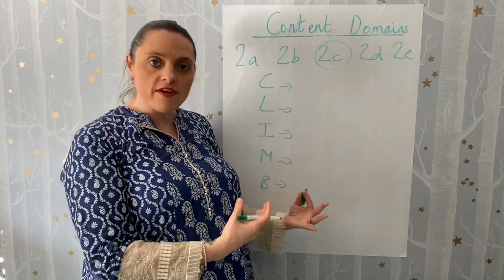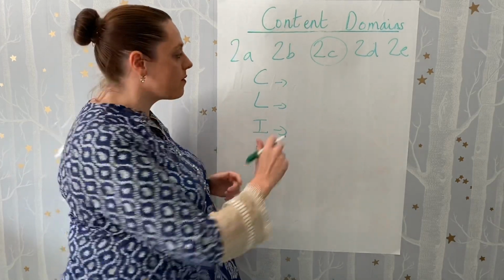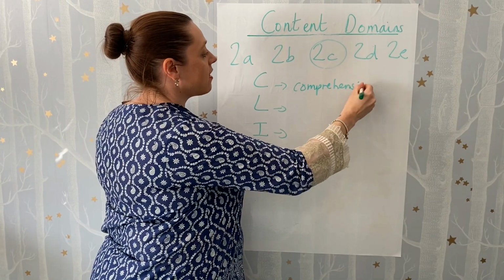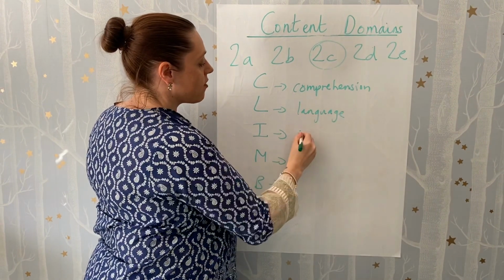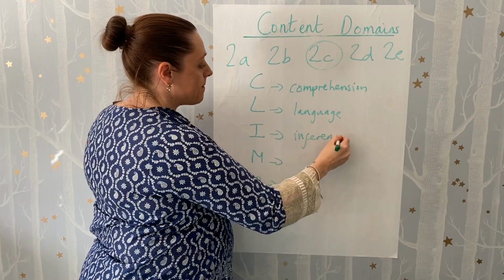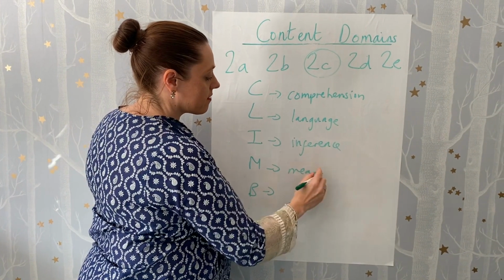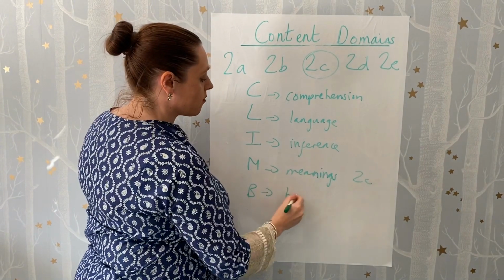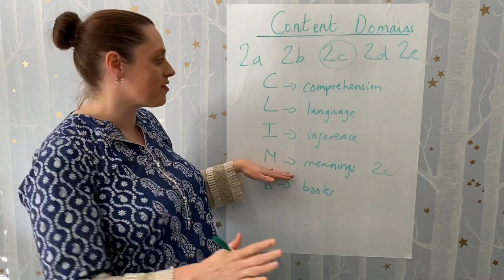So this is just one of them that I worked on with a colleague, and basically it follows through the comprehension skills, and then the language skills, which is our vocabulary, inference having its own strand, meanings. That is our 2C. And then this was books, because I couldn't think of a word with clim, so I just added books on the end, so don't worry too much.